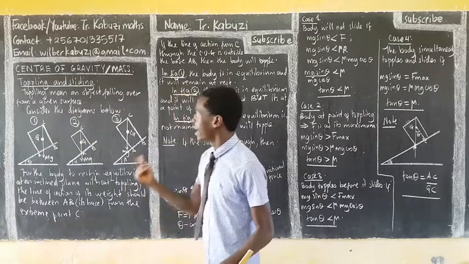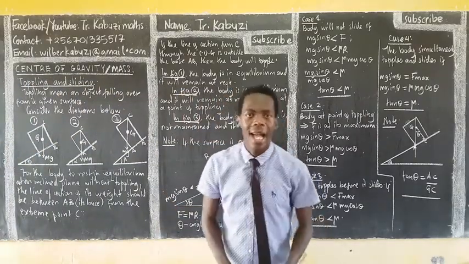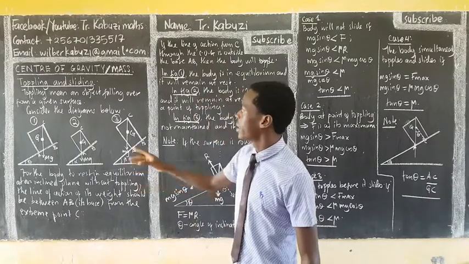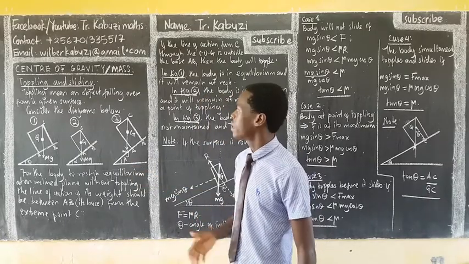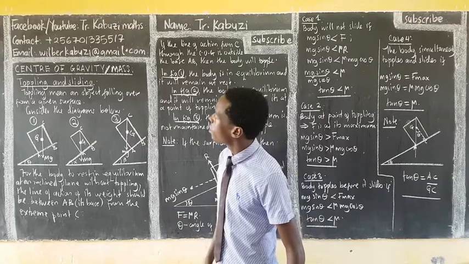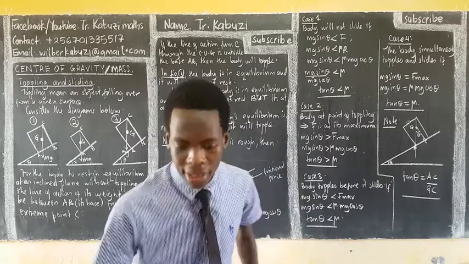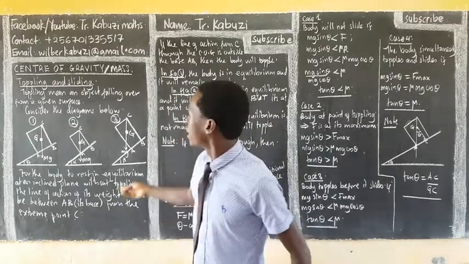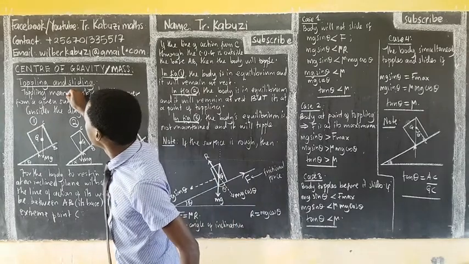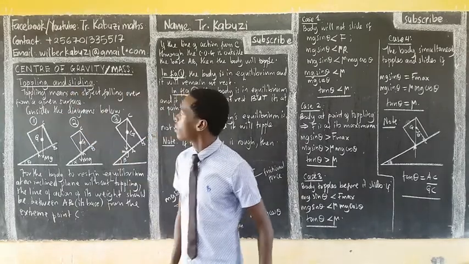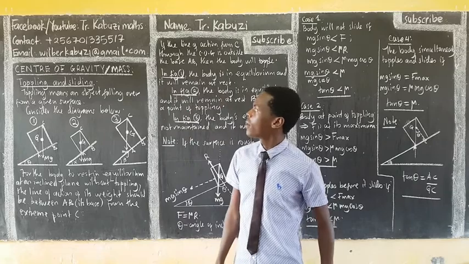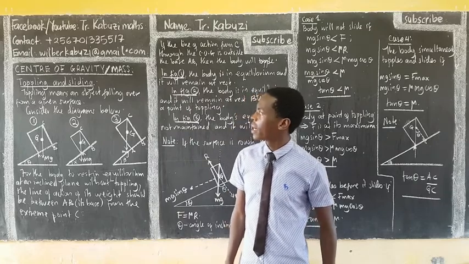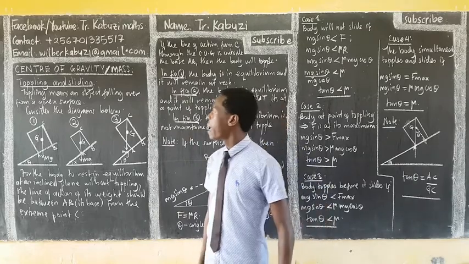Okay, now we are going to see the idea of toppling and sliding. We are going to start with the definition. Of course, what do we mean by toppling? Toppling means an object falling over from a given surface or point.